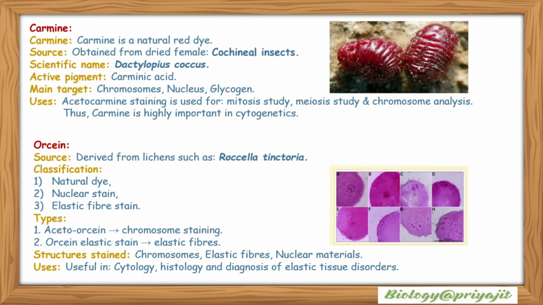Orcein. It is derived from lichen such as Roccella tinctoria. It is a natural dye, nuclear stain and elastic fiber stain. It is basically of two types: aceto-orcein, which is used for chromosome staining, and orcein elastic stain, which is used for elastic fiber staining. Chromosomes, elastic fibers and nuclear materials are stained by this chemical orcein. It is useful in cytology, histology and diagnosis of elastic tissue disorders.